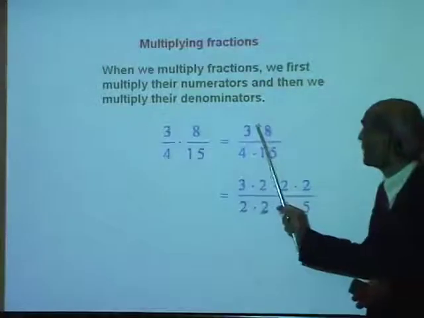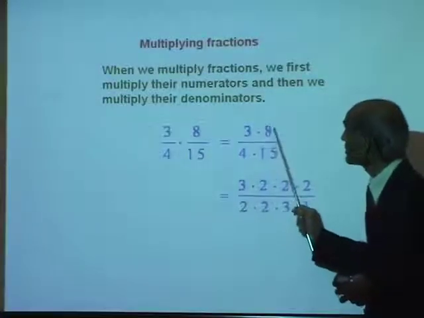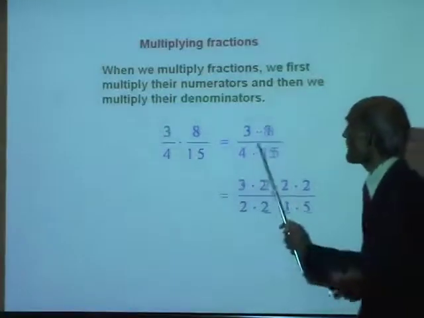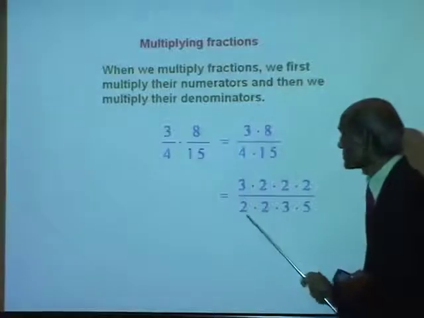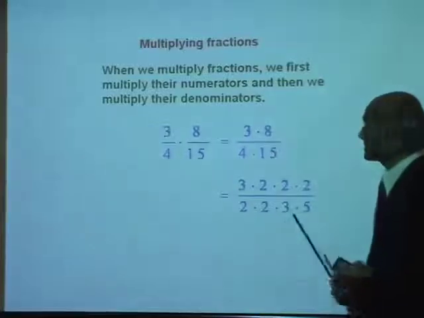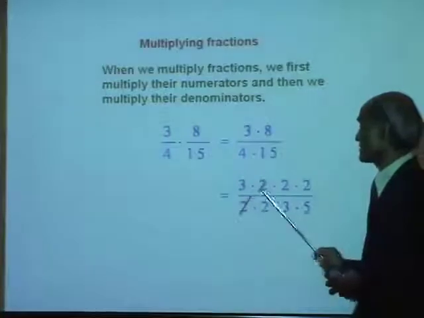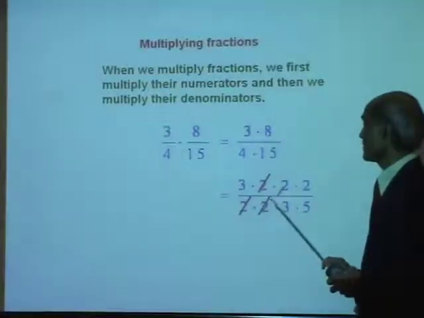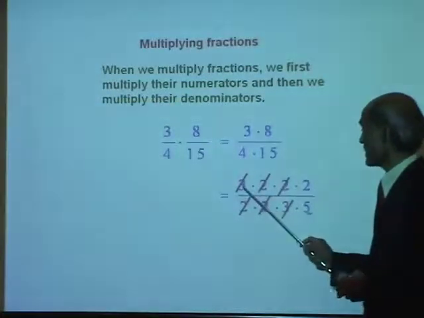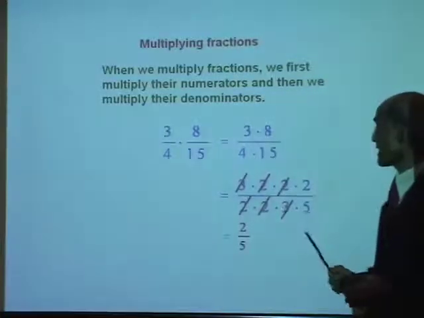factors. Look at this. 3 cannot be factored further. I factored 8. Now look at the way I factored 8. 8 is 2 times 2 times 2. And I factored 4. 4 is 2 times 2. And 15 is 3 times 5. Well, now we cancel common factors. Well, 2 and 2 goes. 2 and 2 goes. 3 and that 3 goes. What's our answer? We are left with a 2 on the numerator and a 5 on the denominator.